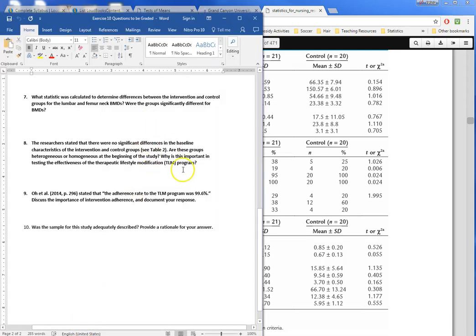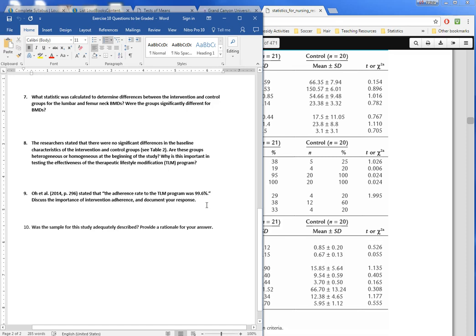It also wants to know why it's important. Well, if you're doing an intervention to look at whether or not a particular program works, why do you think it's important that the groups be similar on other aspects, other lifestyle aspects and personal characteristics, and have a difference on just the modification program that they're getting? Why do you think that would be important? So just give some interpretation there and your opinion.